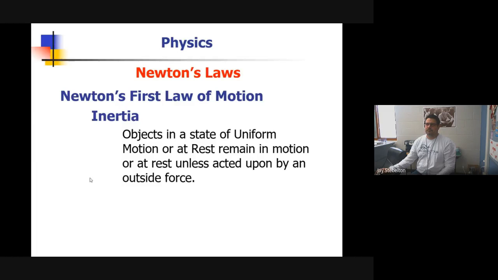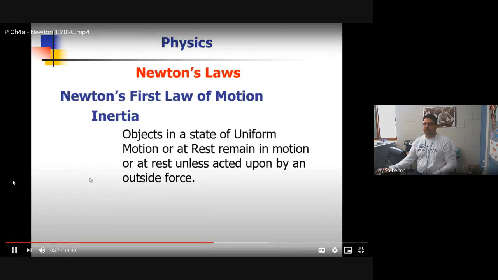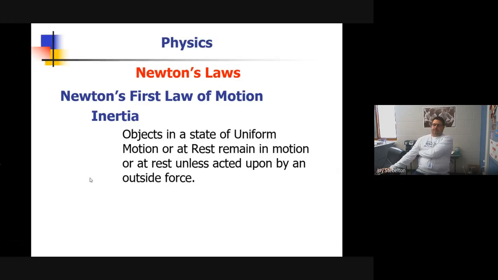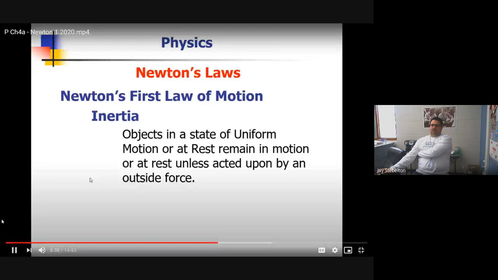So whatever an object's doing, it's going to keep doing it unless something pushes on it. If it's moving, it will keep moving unless a braking force is applied. Or if it's not moving, it will stay motionless unless a force is applied. You kick it or step on the accelerator.